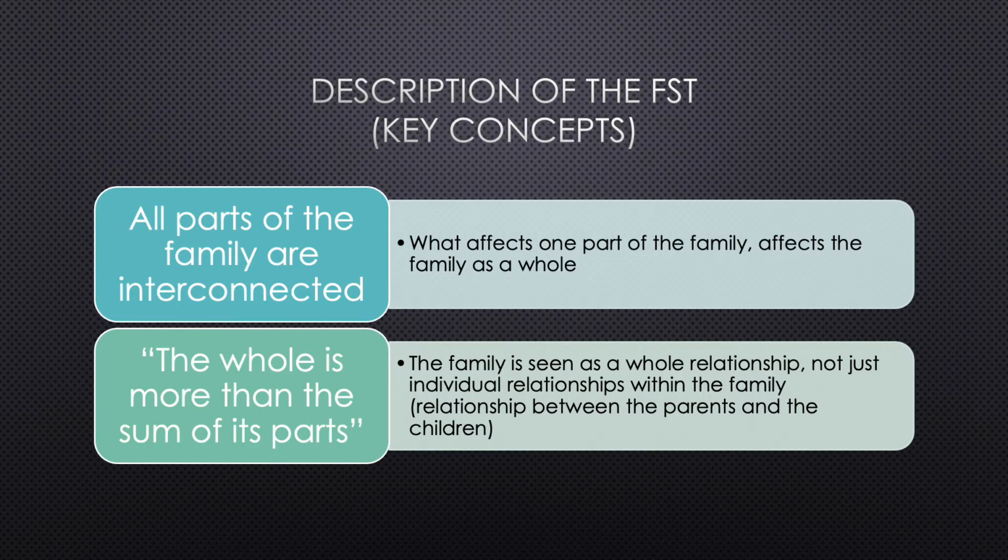The overall key concepts of the theory are that all parts of the family are interconnected. So what that means is what affects one part of the family is going to affect the family as a whole. And you can use sickness as an example. If one family member becomes sick, this tends to affect the family as a whole. The whole is more than the sum of its parts. The family is seen as a whole relationship, not just individual relationships within the family. So the relationship between the parents and the children is not individualized, it's just seen as the family as a whole.